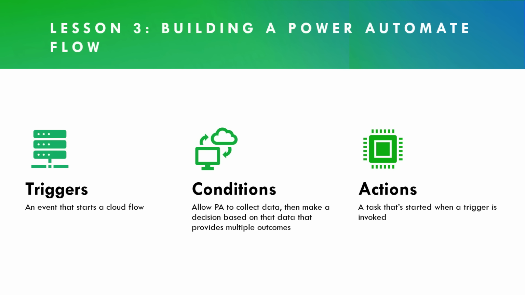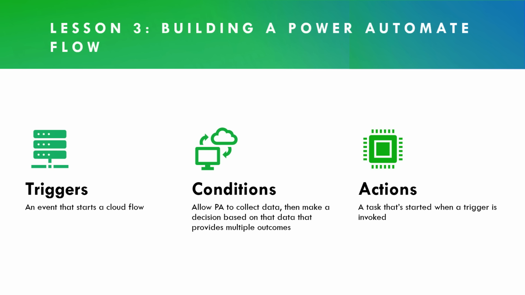So before we build our flow, let's break down these three terms. Triggers, those would be events that start a cloud flow. So for example, someone uploads a document to a SharePoint library. That could be a trigger that would start a cloud flow. You have conditions, which in a lot of flows can be optional. So if someone uploads a file to a SharePoint library, depending on who that someone is, we may need an approval on that file. That would be a condition.